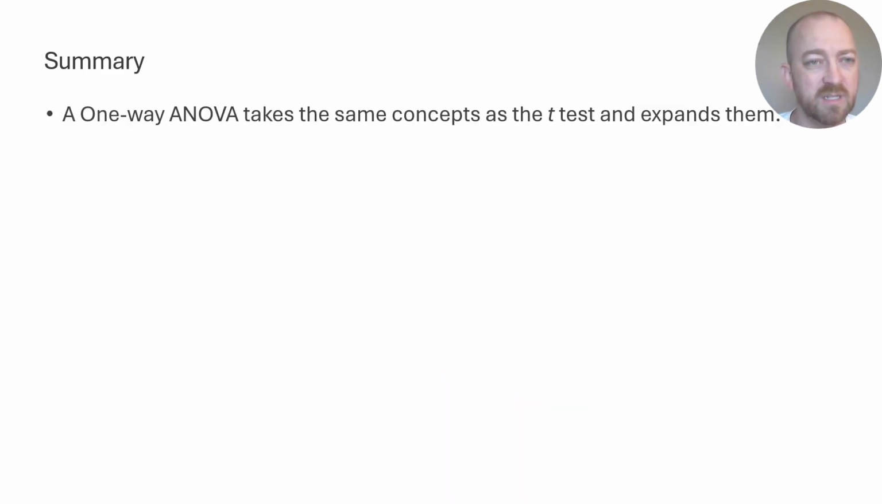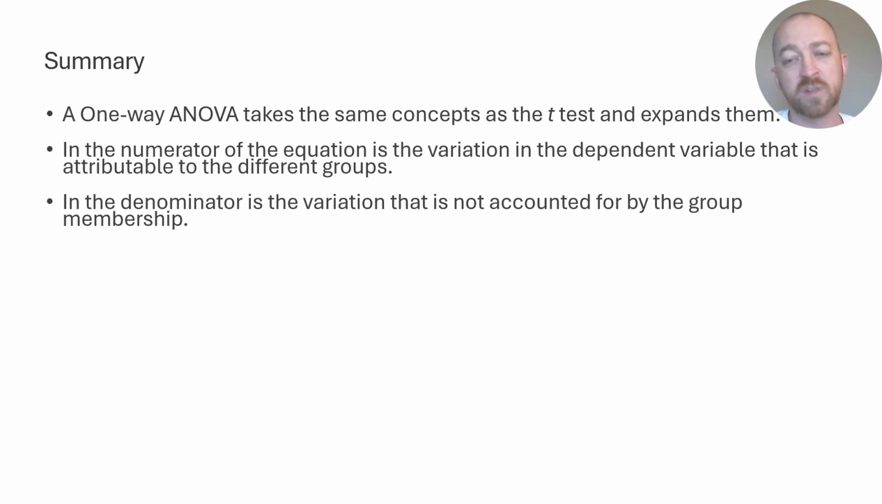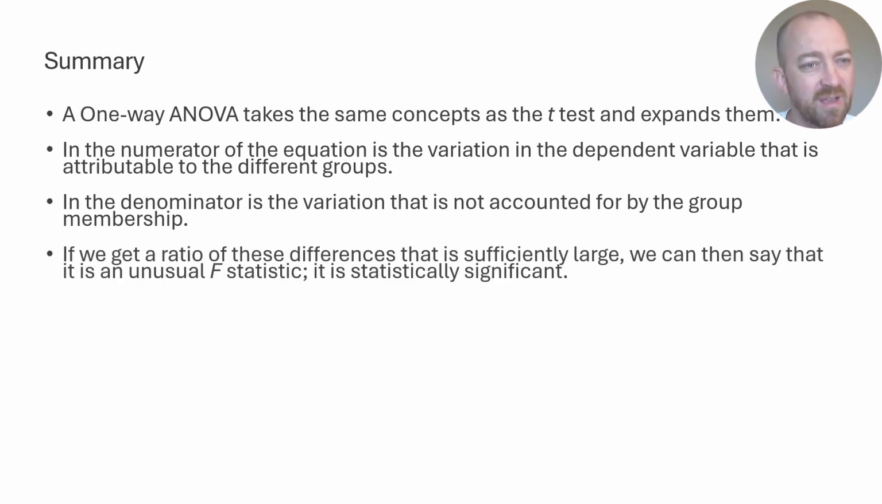A quick summary of what we talked about today: a one-way ANOVA, of course, uses exactly the same concepts as a t-test. It just expands them to use two or more groups. Now, that's the advantage of an ANOVA. We can use more than just two means. We can now use 3, 4, 7. It doesn't exactly matter. The numerator looks at those differences that are just due to the group membership. And then the denominator, of course, is the variation that is not accounted for by the group membership, but is due to just the differences of the individuals who were measured in there, whether it's people or something else. Okay, and then once we get the ratio of that, that's the F statistic.